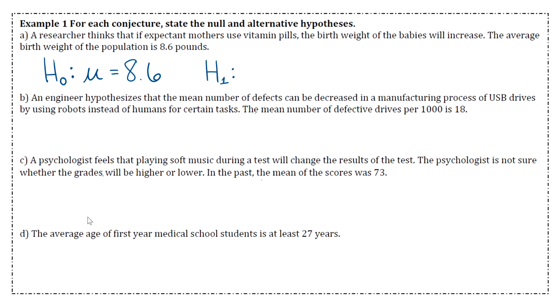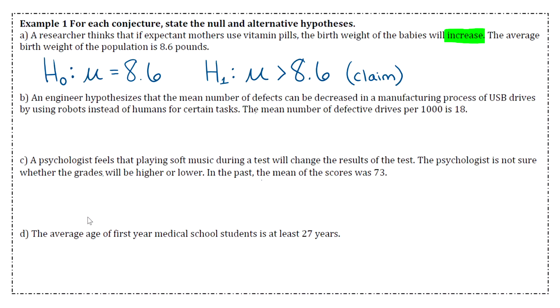Our alternative hypothesis then, what you want to do is just read the question and look for what it's actually saying. So a researcher thinks that if expectant mothers take vitamin pills, then the birth weight of the babies will increase. Okay, so that researcher thinks that the birth weight will be more than 8.6 pounds if they take those vitamin pills. So in the alternative hypothesis, I'm going to let mu be greater than 8.6. Okay, and that part I'm going to label as the claim.